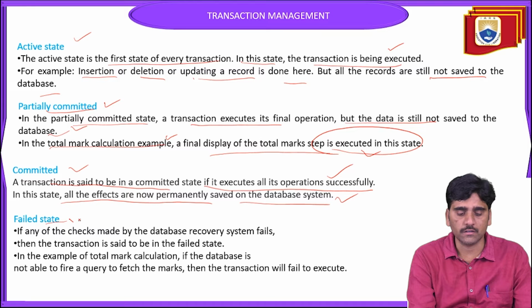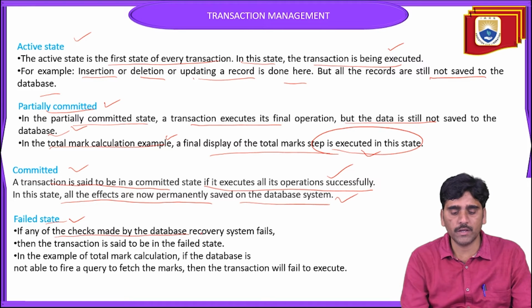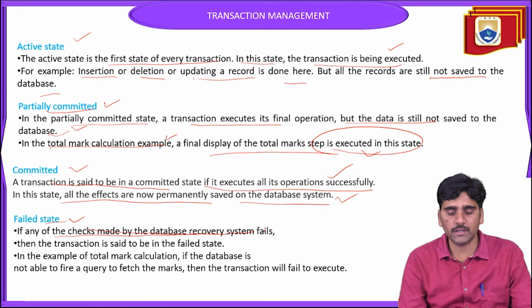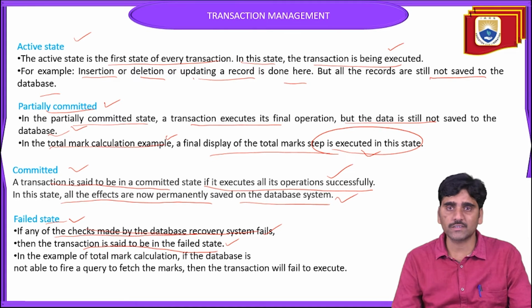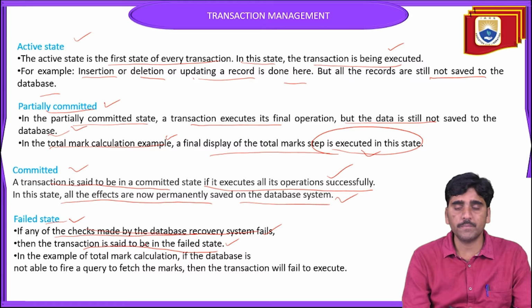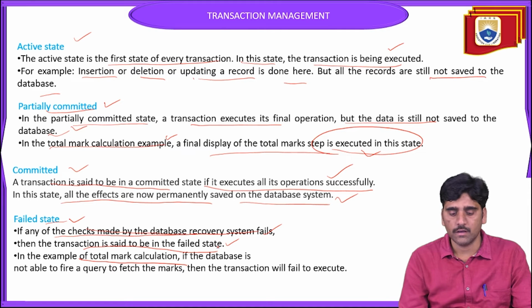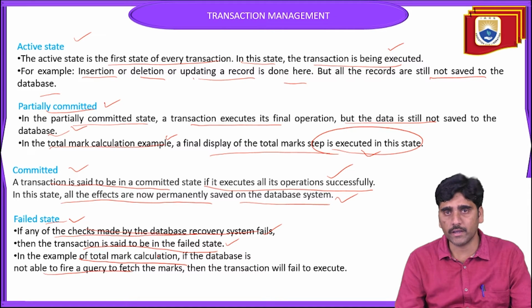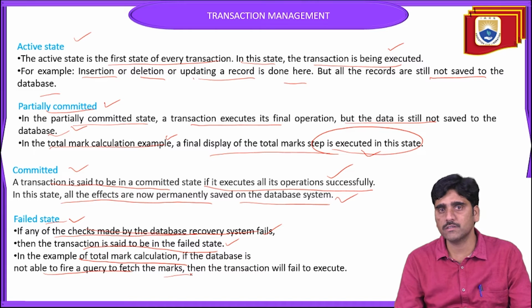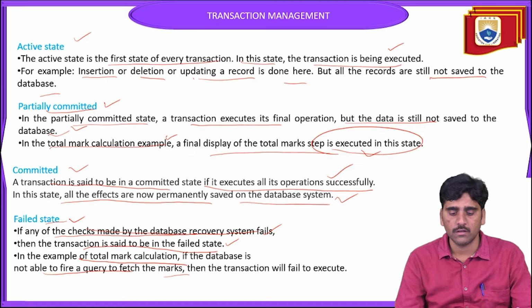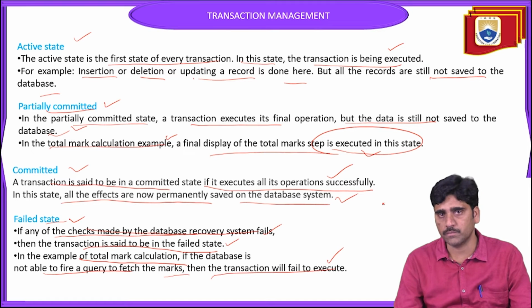And the failed state. If any of the checks made by the database recovery system fails, then the transaction is said to be in a failed state. So due to system failures or disk failures, any failures, it becomes a failed state. So in the example of total marks calculation, if the database is not able to fire a query to fetch the marks, that means if any query is not fetched or executed, then the transaction fails to execute.